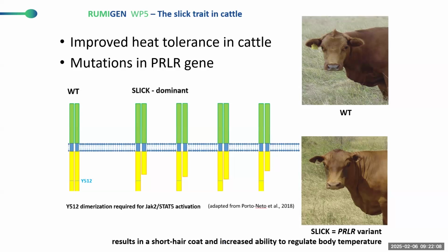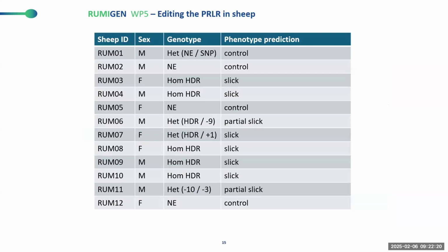It is dominant, so when the animal carries this mutation, they have a phenotype with a short hair coat and an increased ability to regulate body temperature. Simon has mimicked the mutation with the same strategy as us, but he obtained a mutant sheep with homologous recombination.